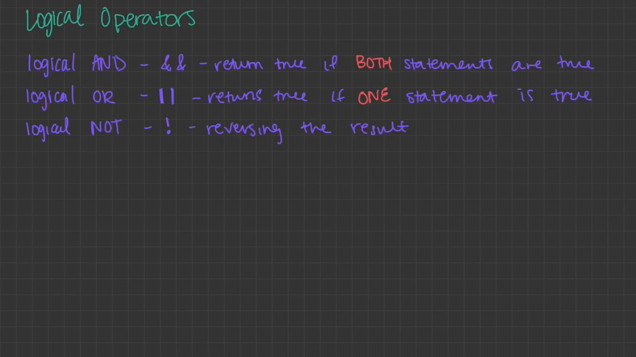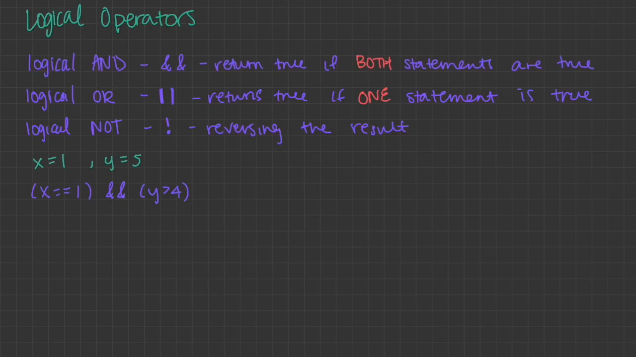So let's do a couple of examples. We're going to start with some variables. We're going to say x is equal to 1 and y is equal to 5. So now let's see a Boolean expression that uses logical operators. We're going to say x is equal to 1 and y is greater than 4.